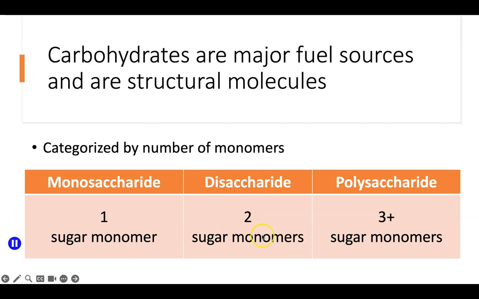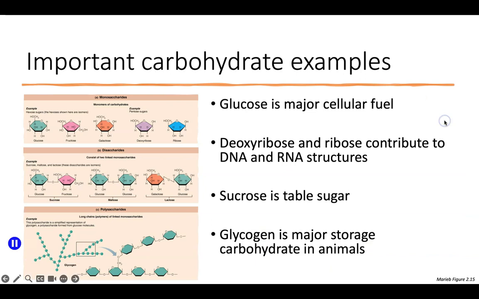So di means 2, so 2 monomers. And then a polysaccharide is going to have many monomers linked together by covalent bonds. So that, in our language, means 3 or more sugar monomers that are linked together. So these are the different names for carbohydrates, and it's, again, based on how many monomers are linked together in a chain. 1 is monosaccharide, 2 is disaccharide, and 3 or more is polysaccharide.